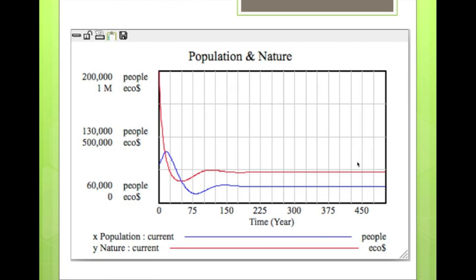You essentially reach a sustainable situation in which this amount of population is able to exist within this amount of nature. So I think the moral of the story is that there are ways to manage natural resources and population that allow sustainability to be achieved.